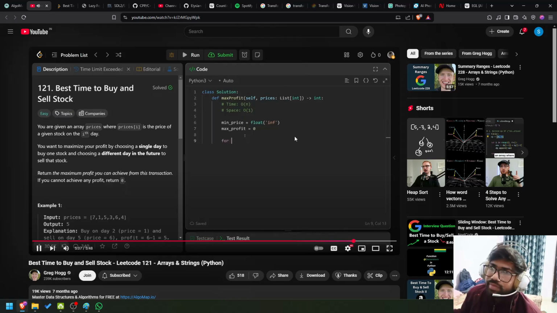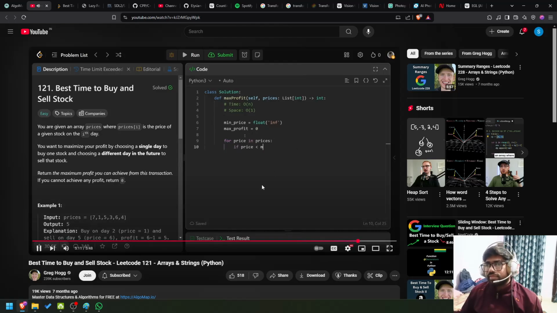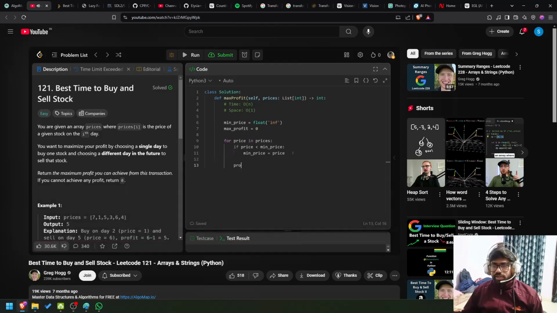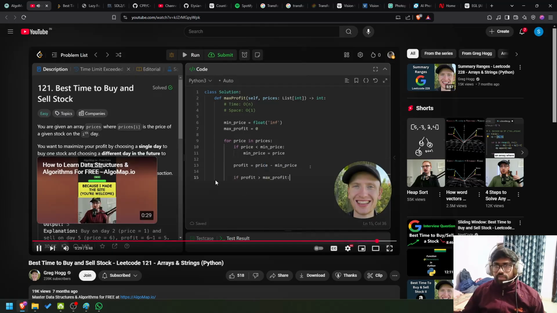That way, since it defaults at 0, if we actually couldn't get any better profit, then we would just return 0. Okay, then we just say for each price in the prices, if the price is less than the min price, then the min price is going to equal the price. The potential profit is equal to the current price that we're looking at minus our min price. So we'd want to buy it at the smallest value we've seen so far, and we might want to sell it at that current price. If this profit is greater than the max profit that we've seen, then you want max profit to equal that profit. That's really all there is to it.